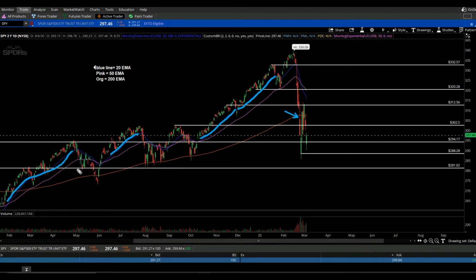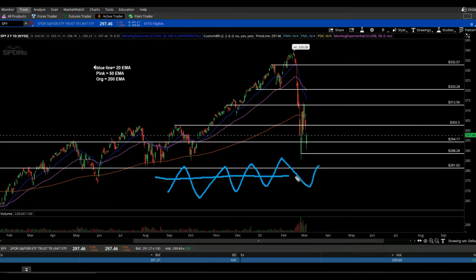And it does not work in sideways markets, right? Sideways markets, price kind of does this, and then the moving average will be flat. So if the moving average is flat, it kind of tells you that we're very, very choppy.